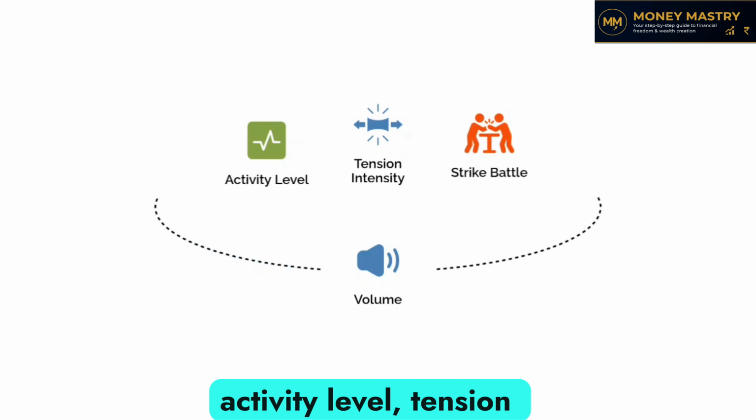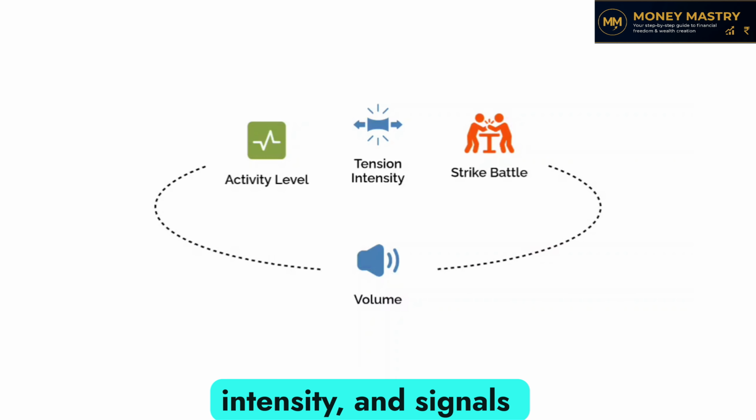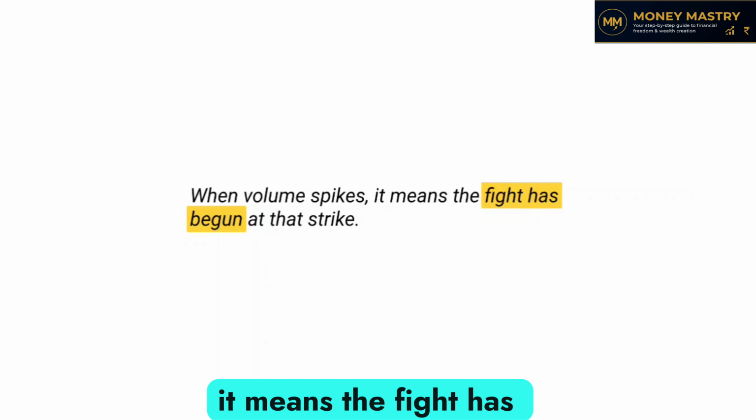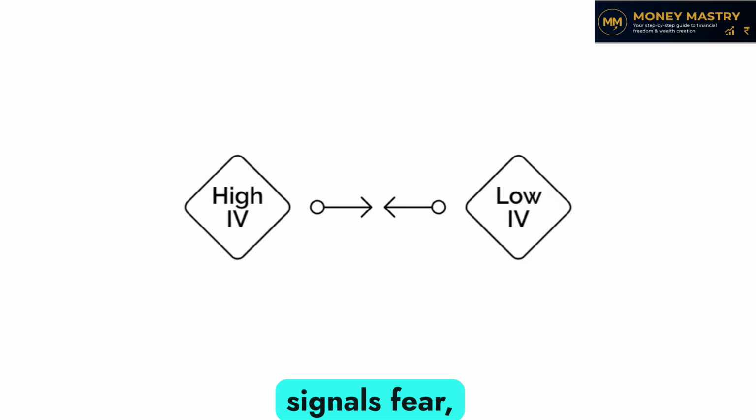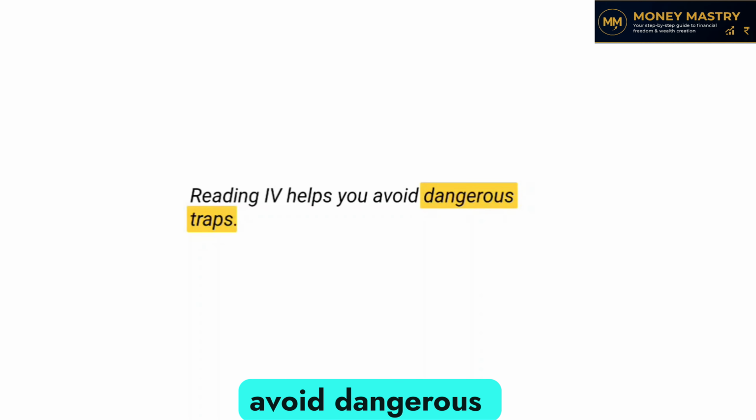Volume measures activity level, tension intensity, and signals when the battle has begun at a strike. When volume spikes, it means the fight has begun at that strike. High implied volatility signals fear, uncertainty, and chaos, while low IV indicates calm and predictable movements. Reading IV helps you avoid dangerous traps.